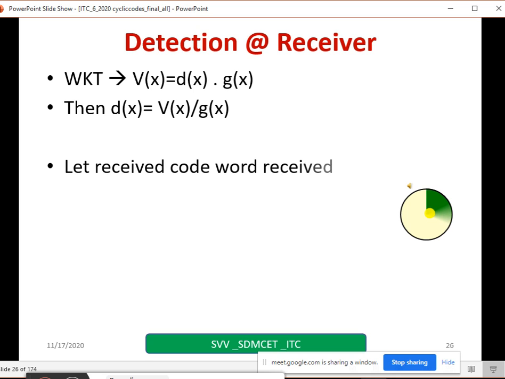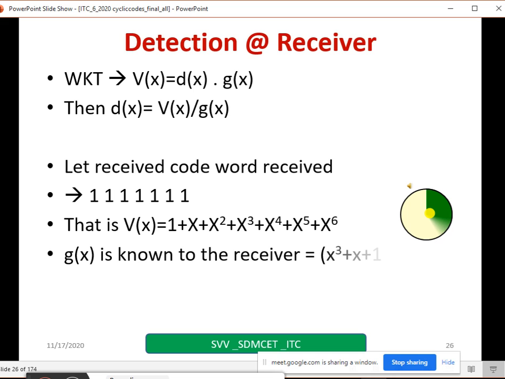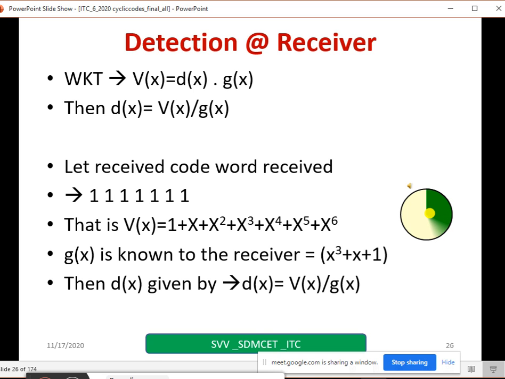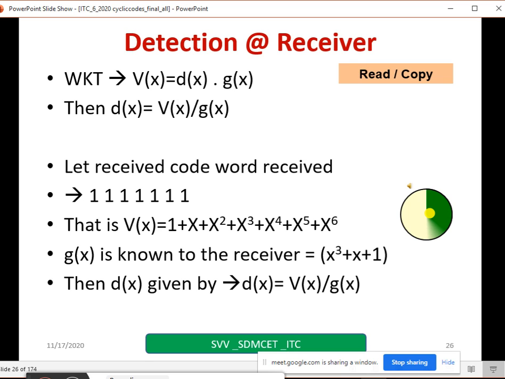Let the received code word be all ones. Just now you have done it. Next step is v of x equal to, this is a polynomial. Then what do I have to do? G of x is known to us. Simply divide it. D of x is given by d of x equal to v of x divided by g of x. Copy down this and try to divide it. We'll see what you get, equal Q and R. You can type in the chat box.